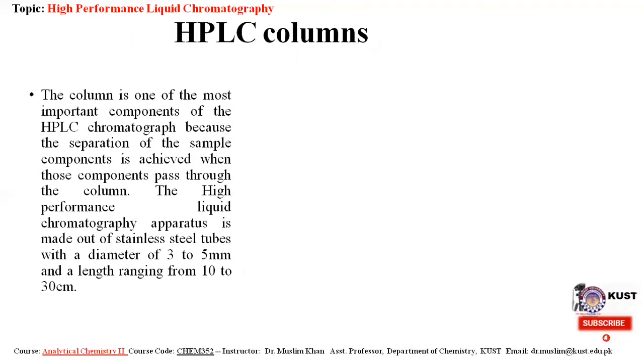The HPLC column is called the heart of the HPLC system. The column is one of the most important components of the HPLC chromatograph because all the separation you need is done there on the column. The separation of the sample components is achieved when these components pass through the column. The high performance liquid chromatography apparatus is made out of stainless steel tubes with a diameter of 3 to 5 millimeter and a length ranging from 10 to 30 centimeter.